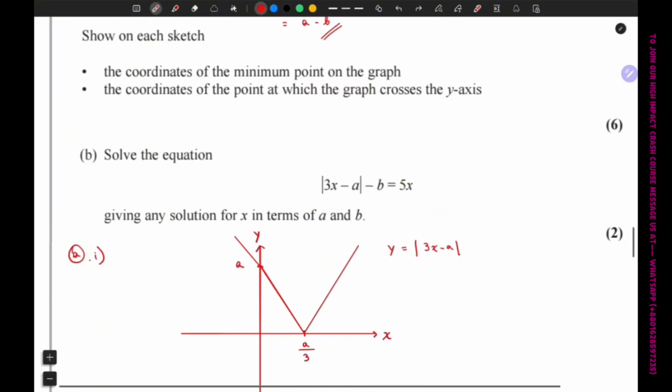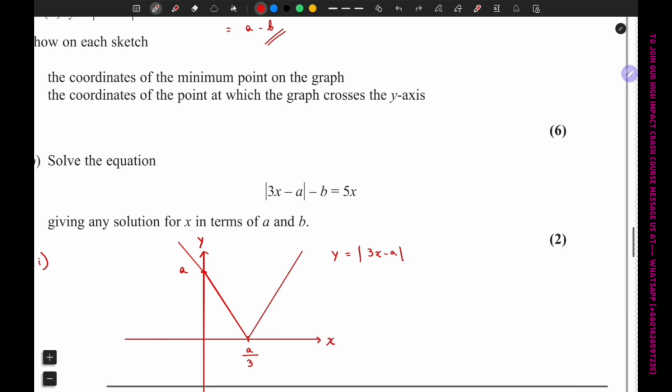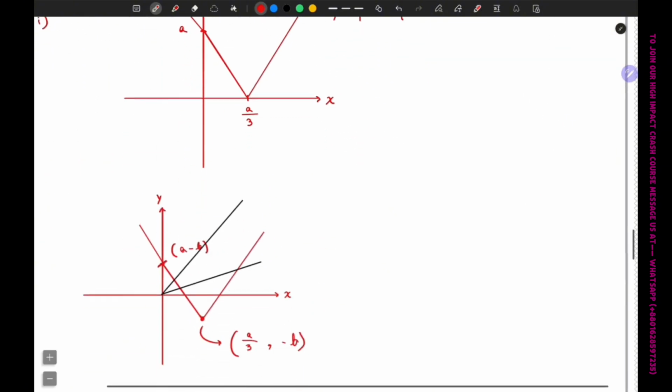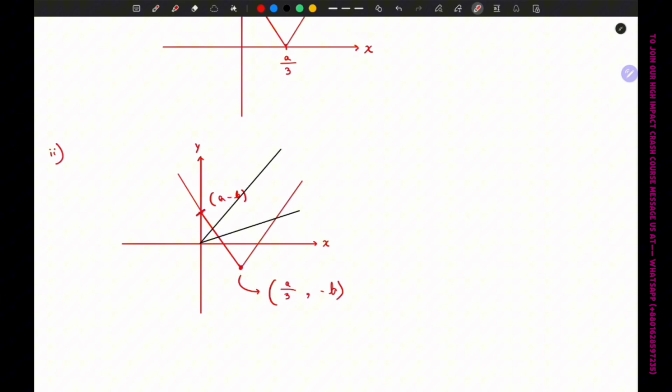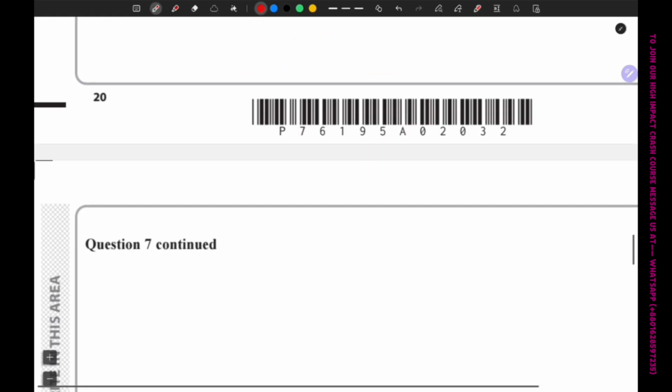So let's solve the equation. When solving these modulus equations, you need to keep in mind that sometimes you also need to take help from the graph. In this case, let's say we get two values, but it intersects at this point only. So there will be only one value of x. If the graph looks like this, there will be two values of x. We'll explain this later on, but let's just solve the equation.